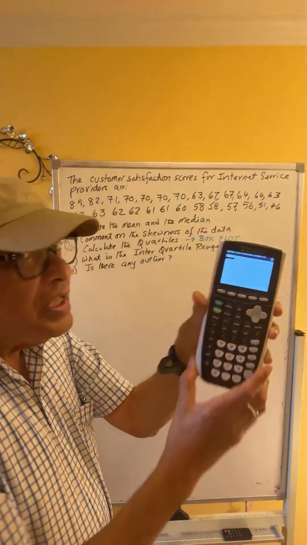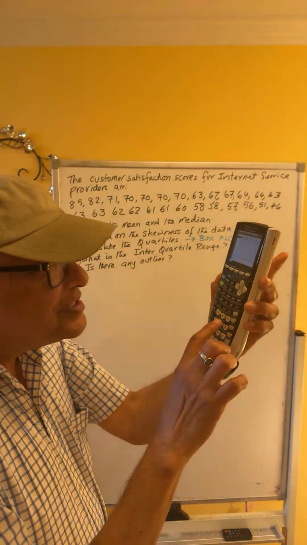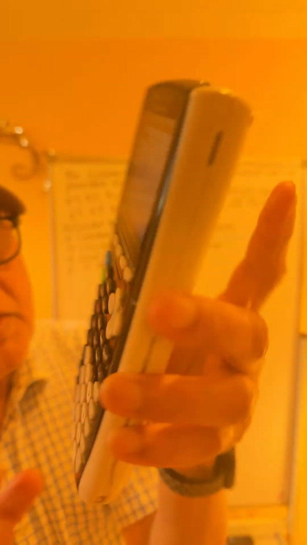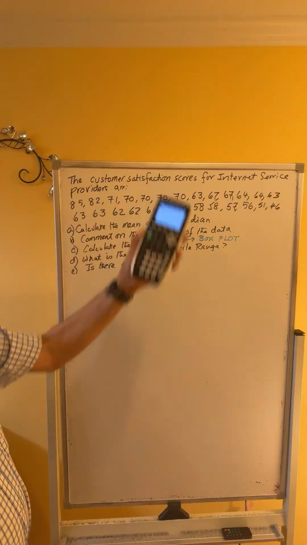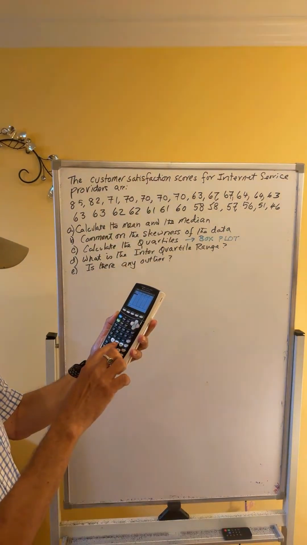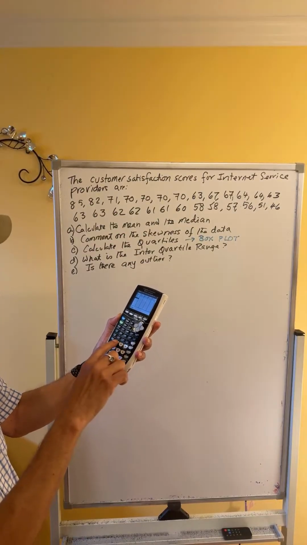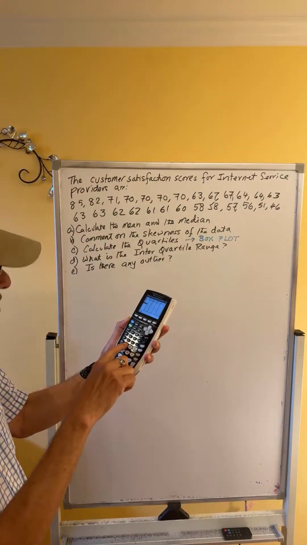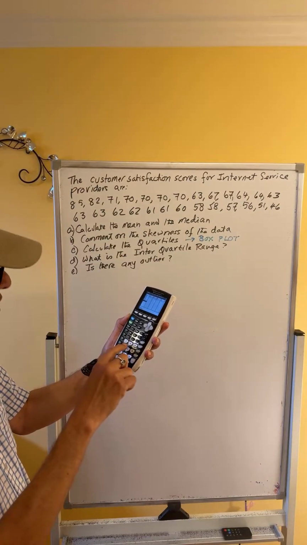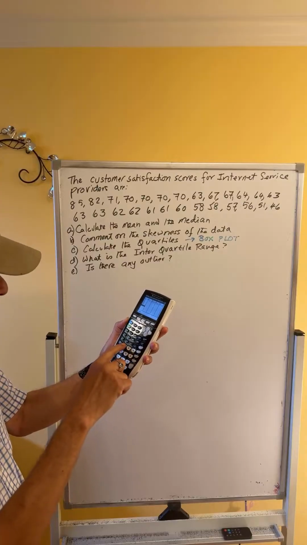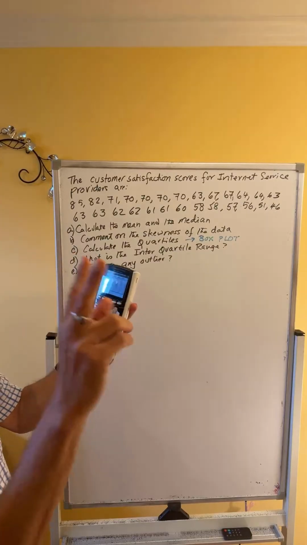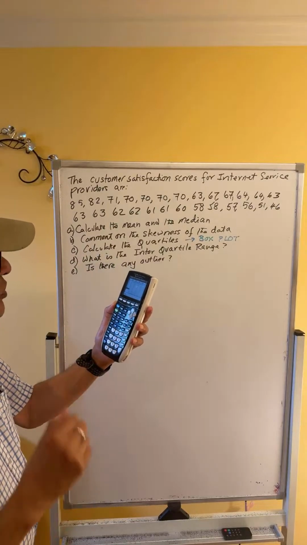So the cursor is in L1. The first number I will type is 85, on the first line in L1, and hit enter. It moves to the second line where I will enter the other numbers. So 82 and enter. 71 and enter. 70 and enter. 70 and enter. 70 and enter. 70 and enter. There are 4 70s, so I've entered 7 numbers.